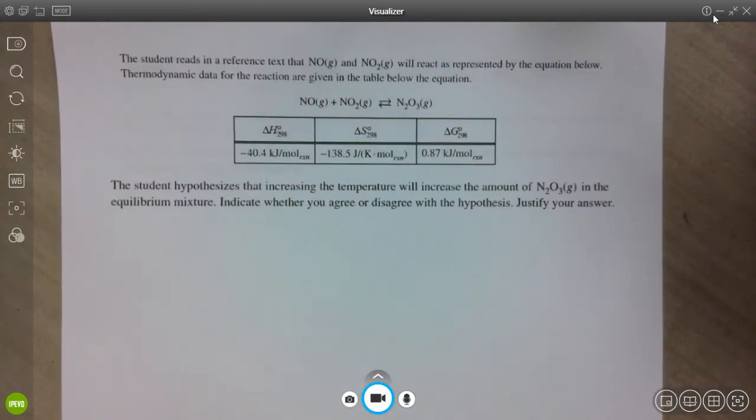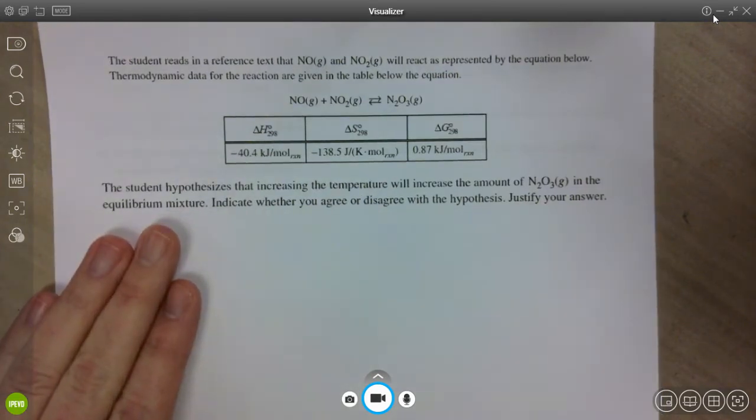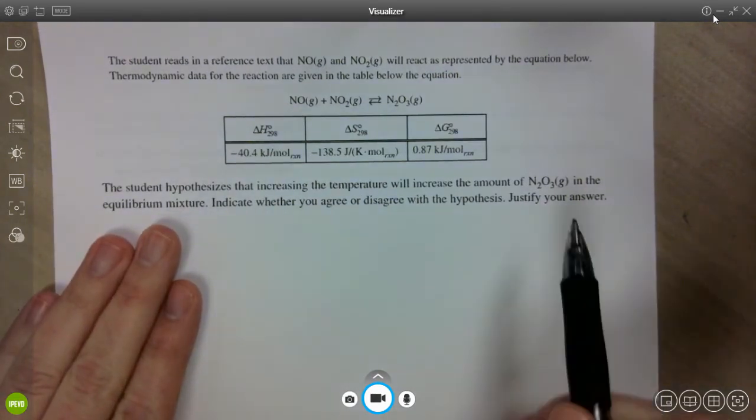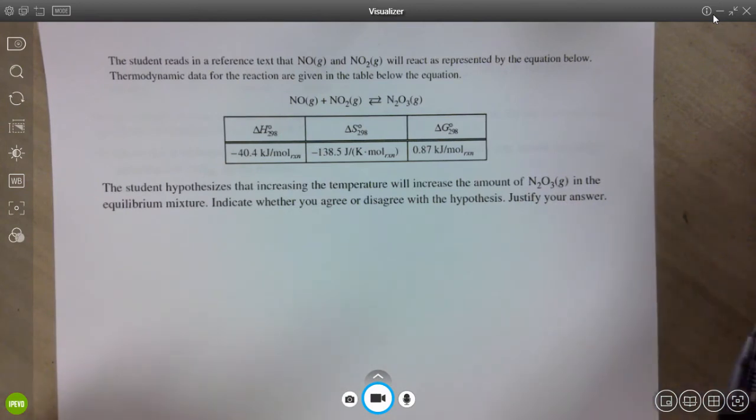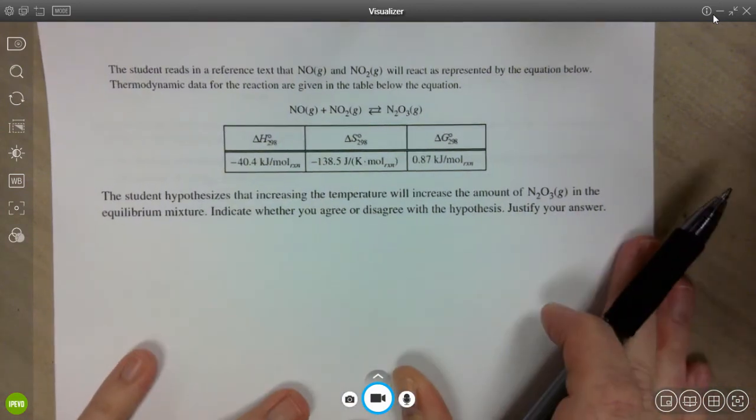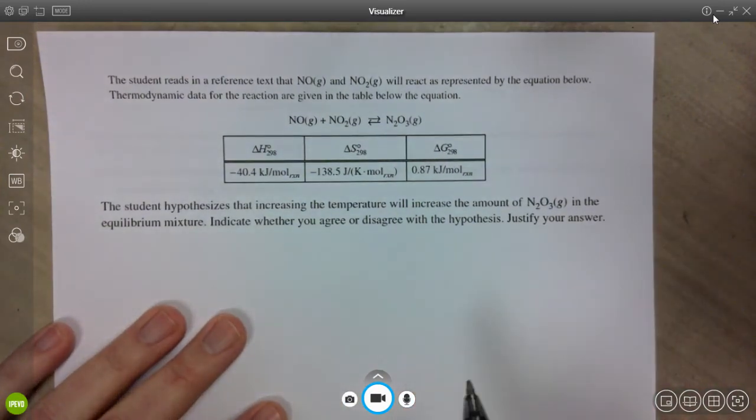Oops, excuse me here. So it says that a student reads in a reference that NO and NO2 will react as represented by the equation below. Thermodynamic data are given in the table below for the equation. It says the student hypothesizes that increasing the temperature will increase the amount of N2O3 in the equilibrium mixture. Now, technically, we haven't talked about equilibrium, but it shouldn't matter as long as we can look at the reaction and kind of pay attention. So it says indicate whether you agree or disagree with the hypothesis and justify your answer.